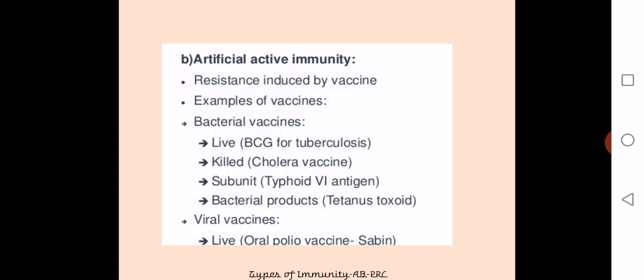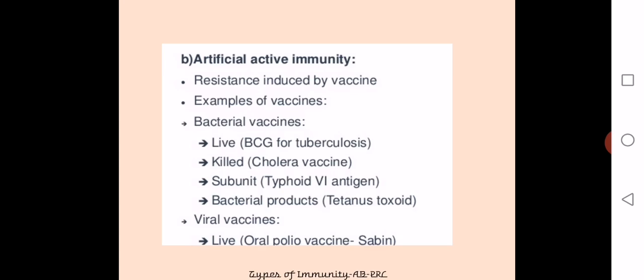Then the second class is artificial active immunity. By artificial means you can induce our immune system, and the very popular example is vaccination. Vaccines are nothing but live or attenuated preparations of microorganisms, right? And there are different types of vaccines. You may know that there are live vaccines, killed vaccines, subunit vaccines.